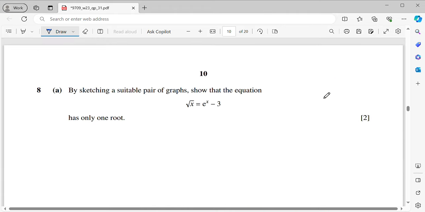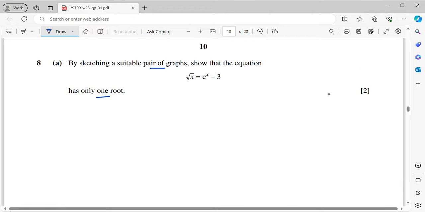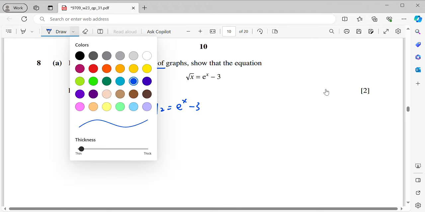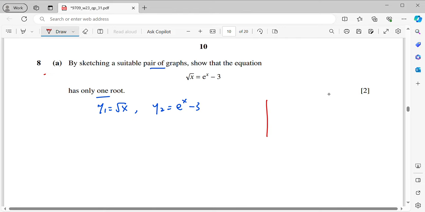Okay, question number 8. By sketching a suitable pair of graphs, show the equation has only one root. So now we have to sketch y1 equals square root x, and y2 equals e^x minus 3. For your information, I will refer to the e^x graph. This is the e^x graph. Here is 1.